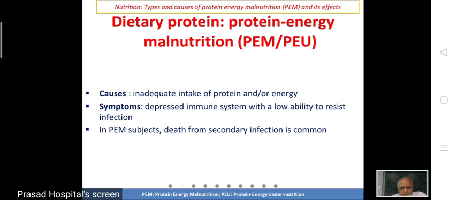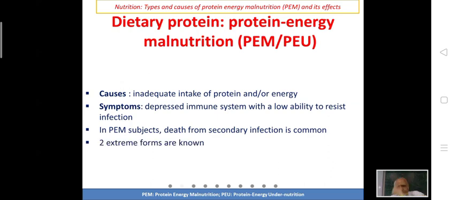It is also seen in PEM subjects that death often occurs from secondary infection. This is a very common factor in malnourished subjects because they don't have a good buildup of the immune system and they cannot fight the infection, so they fall prey to the infection, and of course, death may occur.